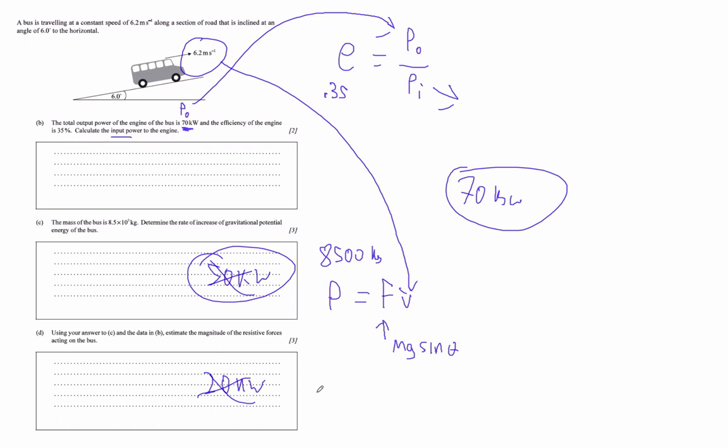Subtract those two. So power output minus the answer to C, whatever that answer is. That's your power, and then that's being used to operate against the resistive forces. Set that equal to force times velocity, and again, you have the velocity is 6.2. I think that's it.